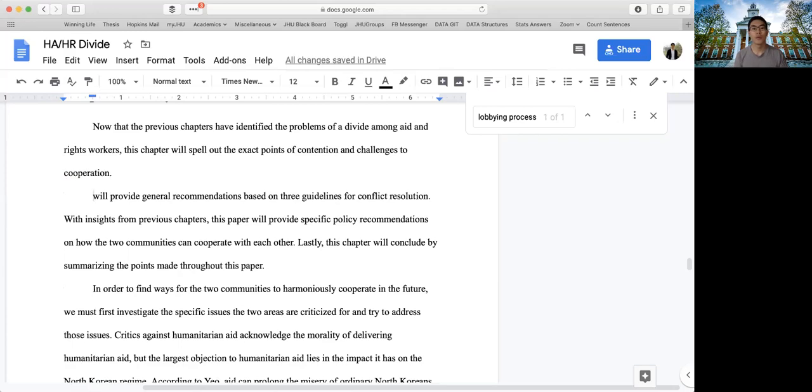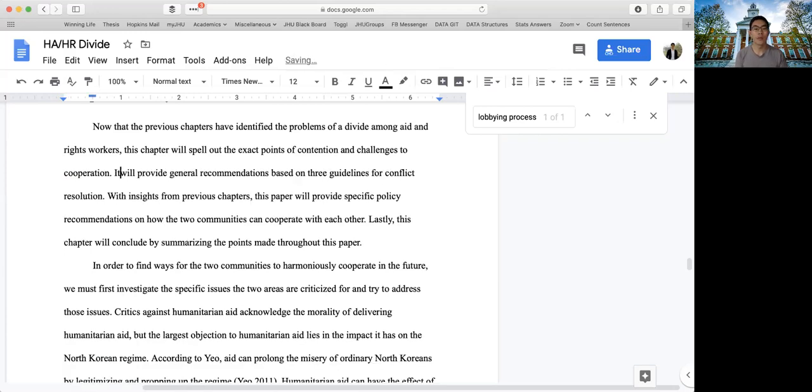It will then provide general recommendations with insights from previous chapters of this paper. This paper will provide specific policy recommendations. Lastly, this chapter will conclude by summarizing points.